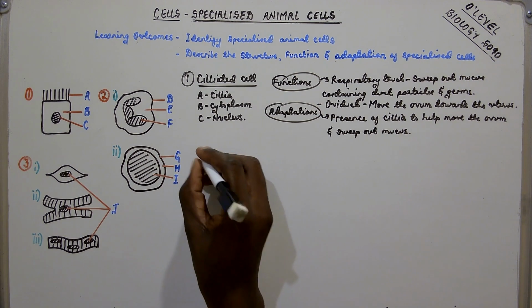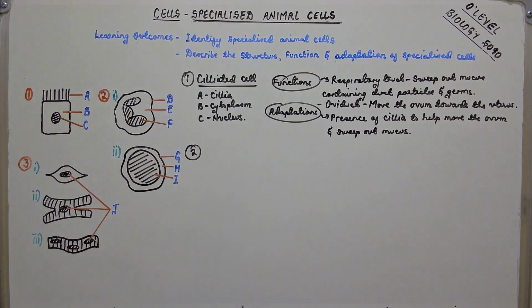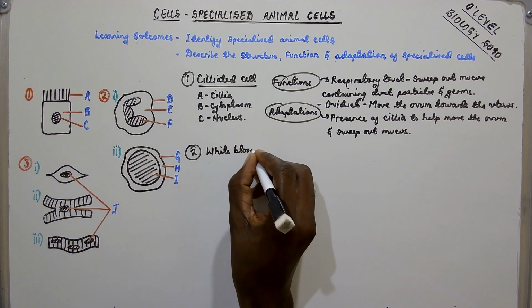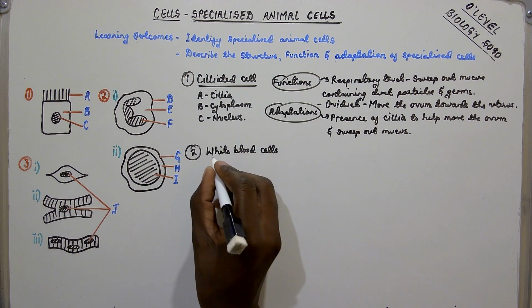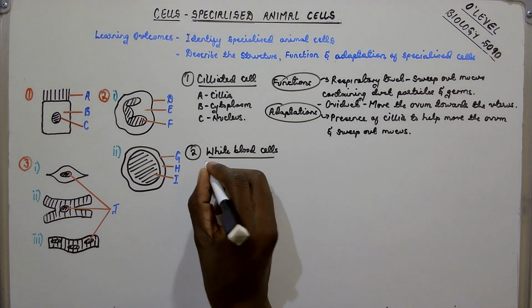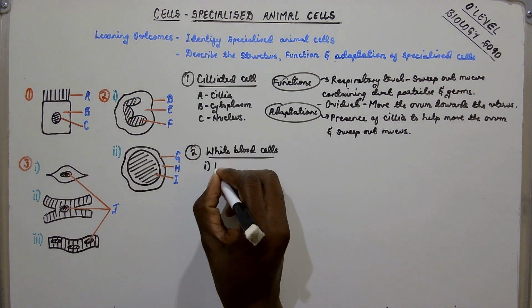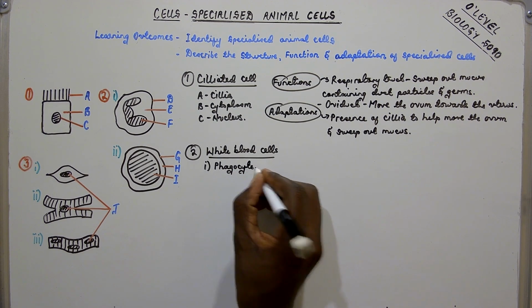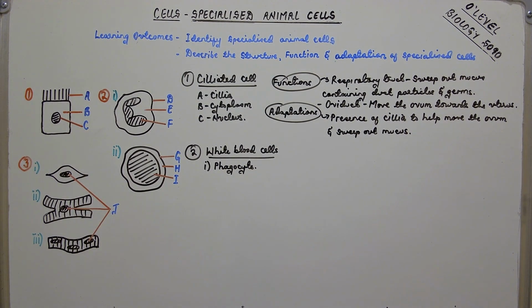Okay, let's look at 2. These are just white blood cells. When you look at 2, we have 2 cells there. One is under Roman numeral 1, then the other one is under Roman numeral 2. The one under Roman numeral 1 is a phagocyte. Phagocyte is an example or type of white blood cell.